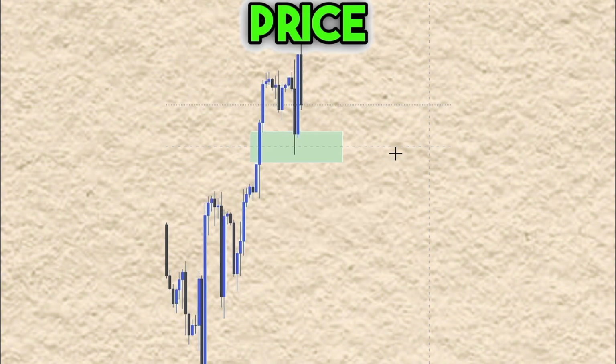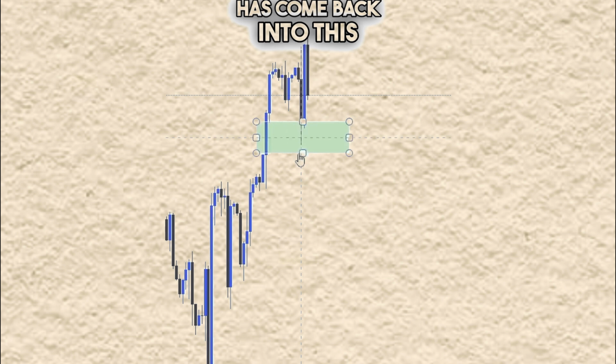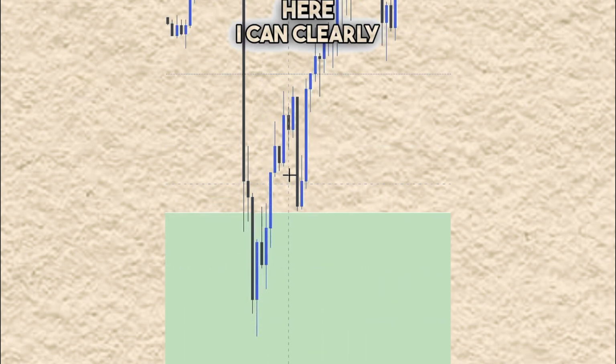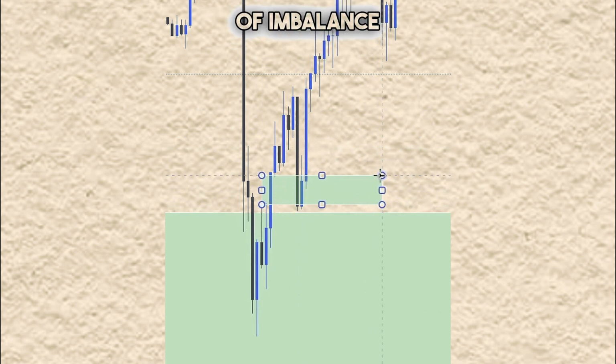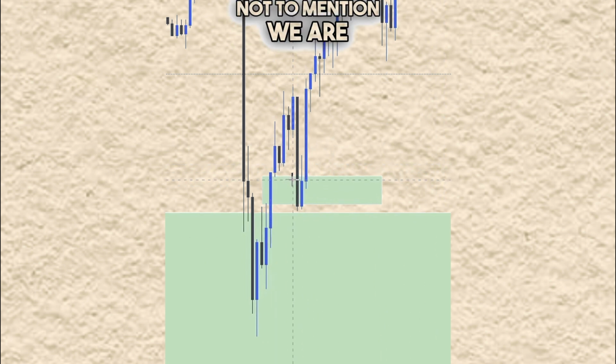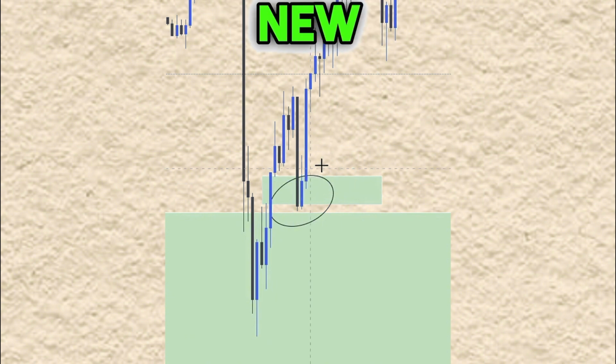So as you can see, price is moving higher and price has come back into this area of imbalance right here. When price comes into this area here, I can clearly see a shift in market structure. I can see an area of imbalance. That is my entry right there. Not to mention, we are in line with the open of the New York session.